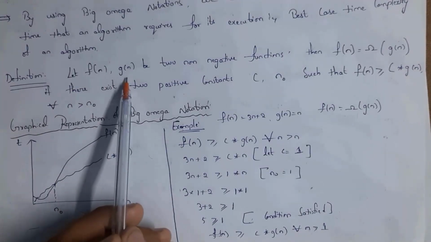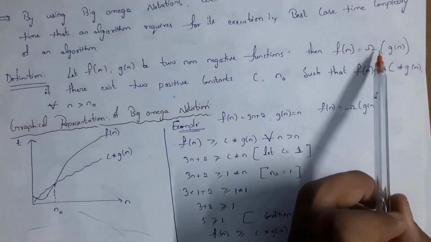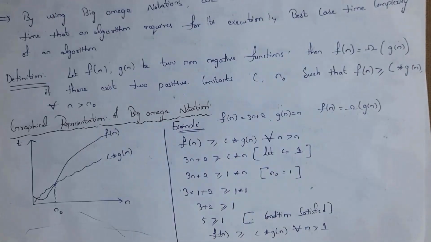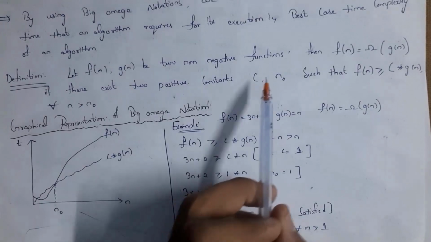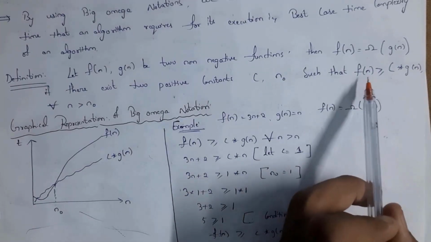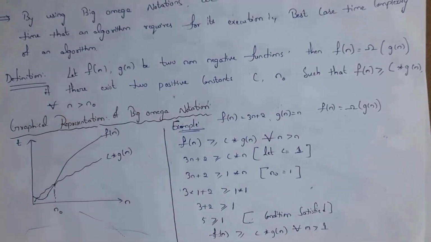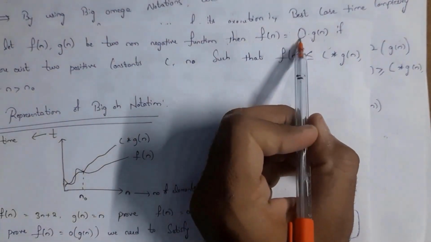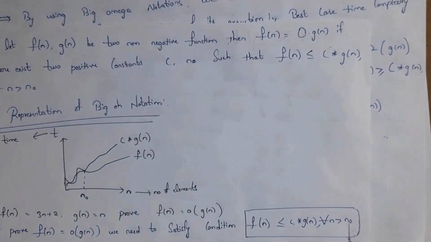Let f of n and g of n be two non-negative functions, then f of n equals omega of g of n. Here I took omega because this is big omega notation. If there exist two positive constants c and n naught such that f of n is greater than or equal to c into g of n for every n greater than n naught. This definition is the same as big O notation; the only differences are that here in place of O we used omega, and in place of less than or equal to we used greater than or equal to.